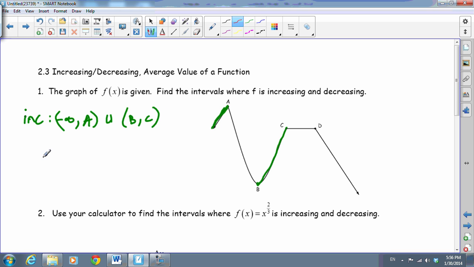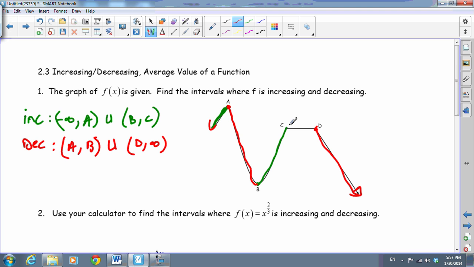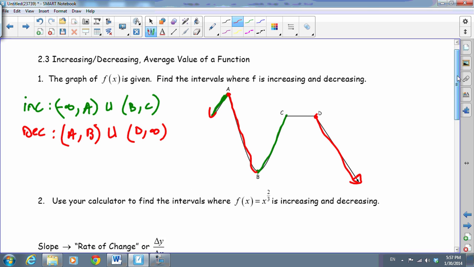Let's talk about decreasing. This function is decreasing from A all the way till B, and it's also decreasing from D all the way down till infinity. So it will be from A to B. This time I can put parentheses also. Union D all the way to infinity. From C to D is constant, so I don't include it for increasing or decreasing.